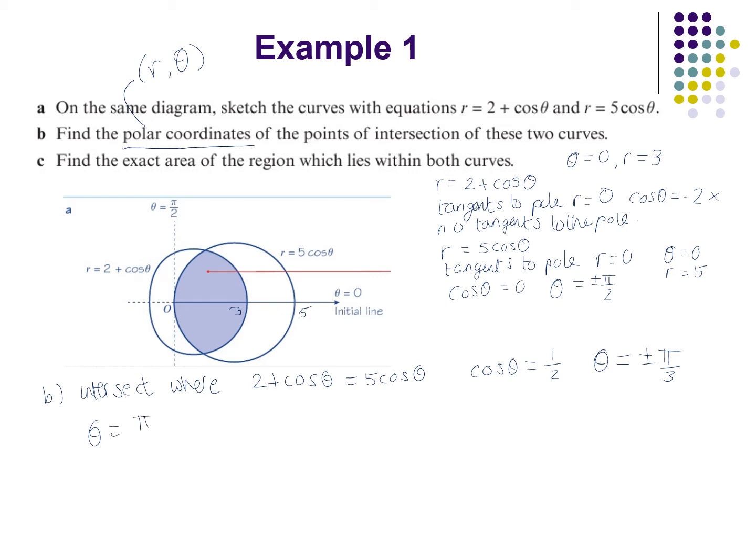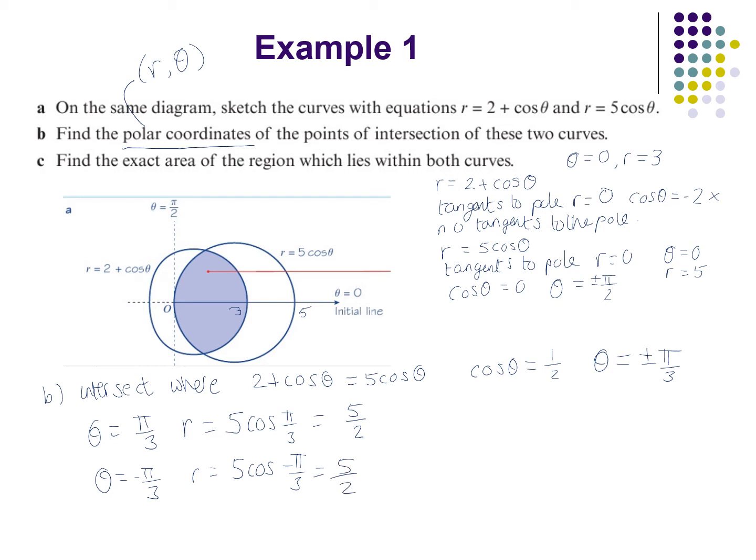If theta is pi by 3, remember, because it's points of intersection, we can sub it back into either of those. So I might put it into the 5 cos theta one. So 5 cos pi by 3 gives you 5 over 2. And you can sub the other one back in if you want, but you should also know that cos of minus theta is the same as cos of theta, so you also get 5 over 2.